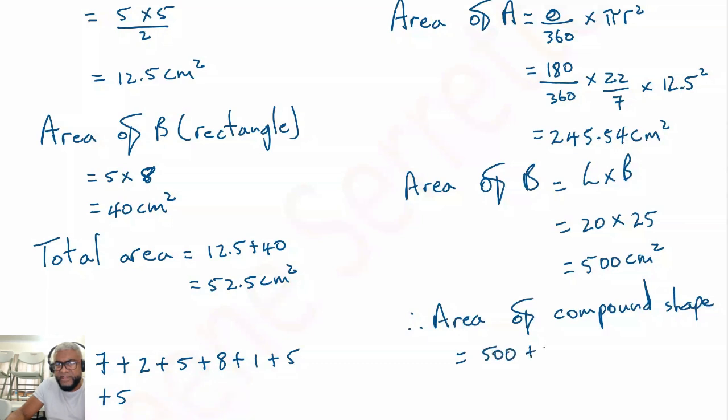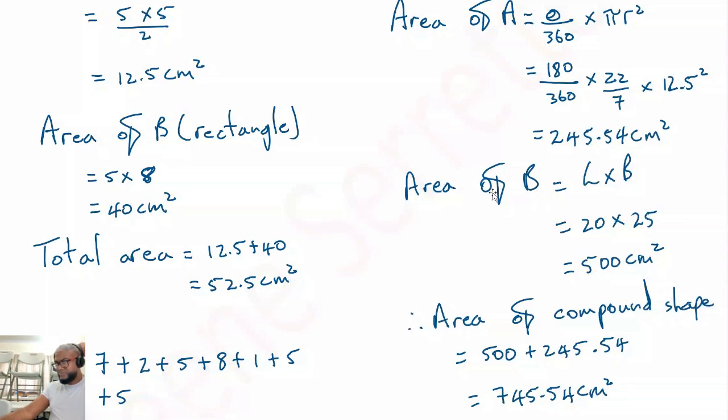So it'll be 500 plus 245.54, right? And this will give me what? So that will give you 745.54 centimeters squared. Proper thing, right?